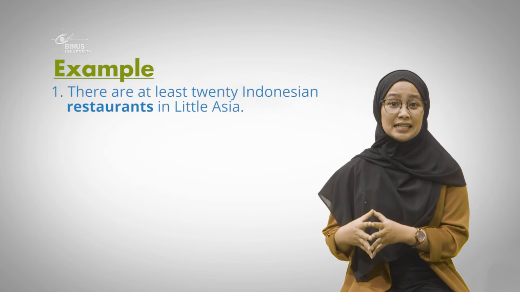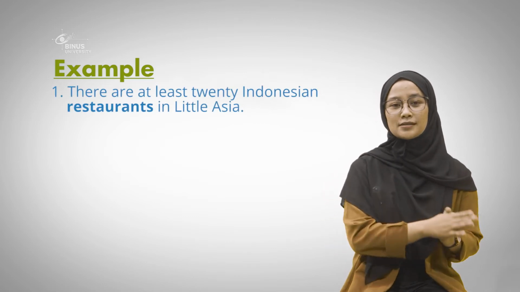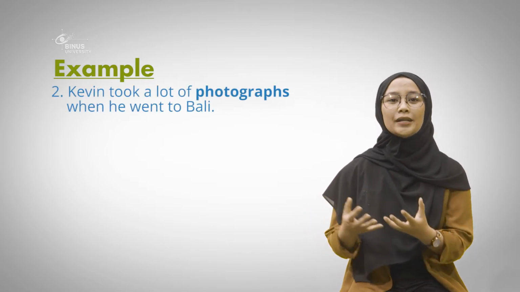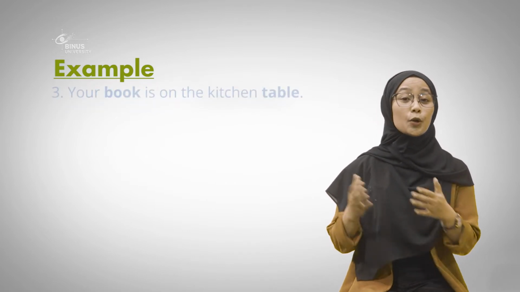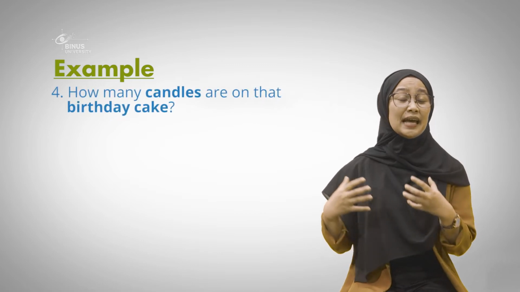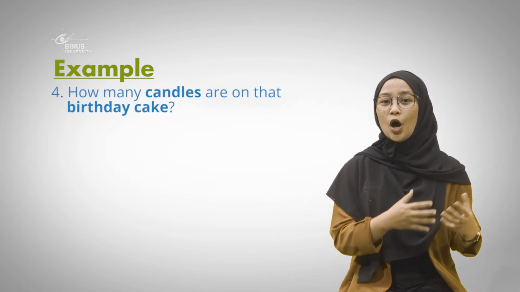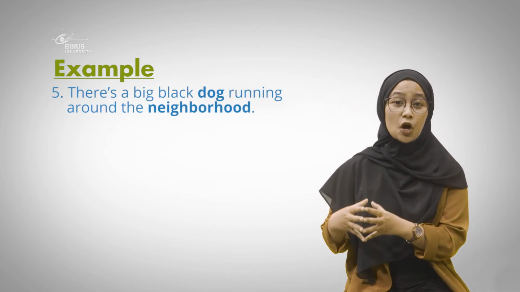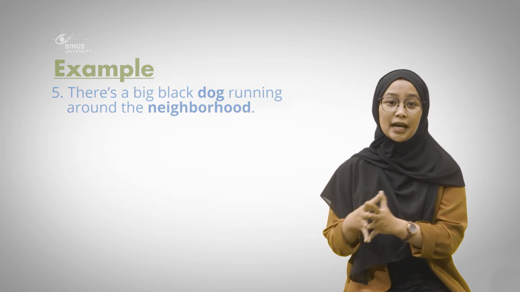There are at least 20 Indonesian restaurants in Little Asia. Kevin took a lot of photographs when he went to Bali. Your book is on the kitchen table. How many candles are on that birthday cake? There is a big black dog running around the neighborhood.